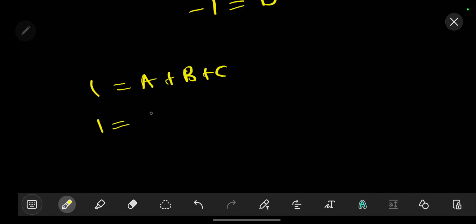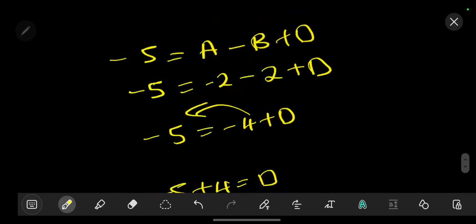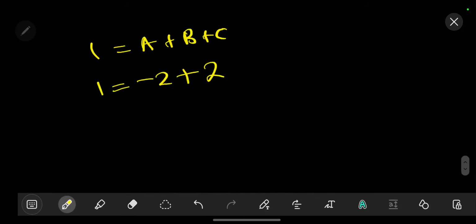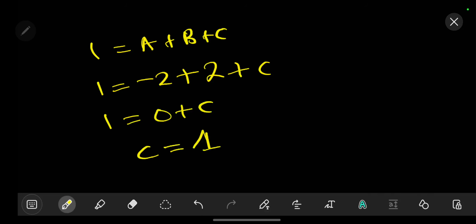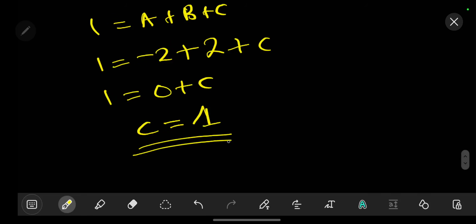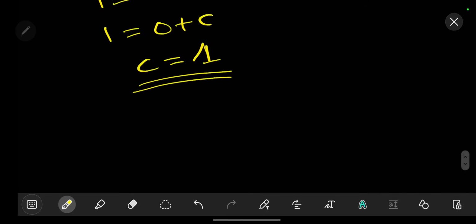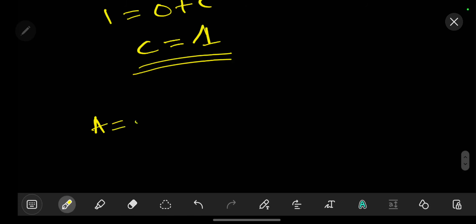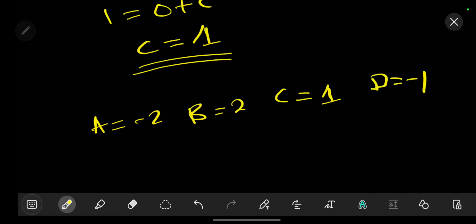So 1 should be equal to our a value, negative 2, plus our b value, positive 2, then we have plus our c. So we find that 1 is equal to 0 plus c, so c is equal to positive 1. So this is the value of our c. So our a is equal to negative 2, b is equal to positive 2, c is equal to 1, d is equal to negative 1.